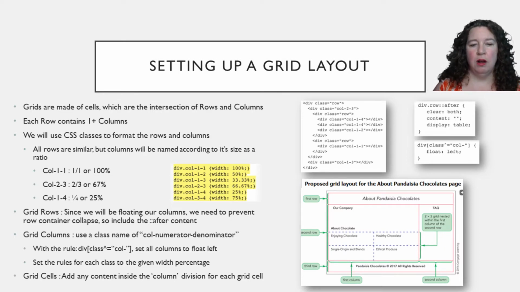Because we're going to be floating our columns, we need to make sure that we don't have that row container collapse for our rows. So we're going to be adding some after content. In addition, when we do our columns, because we're going to be doing this column numerator denominator, but we're always going to start it with the word column, we can use a rule that says if it starts with col dash to be able to set some rules for our columns, individual or for all of our columns, and then we'll do them individually. Any content that is inside of the column division is now going to be the cell of the grid. So recognize how those are going to go. And let's go look at the code and see how it played out.